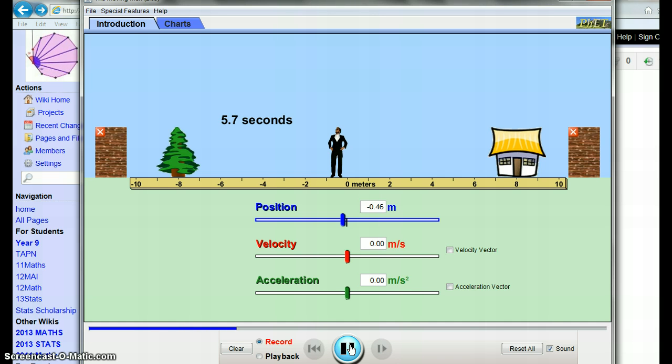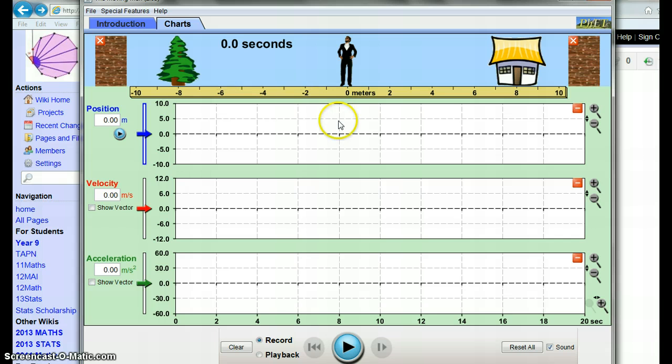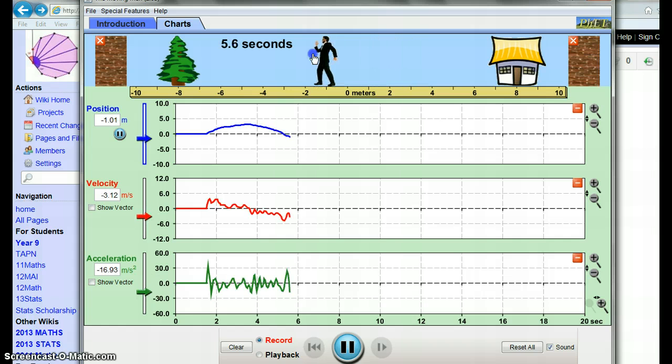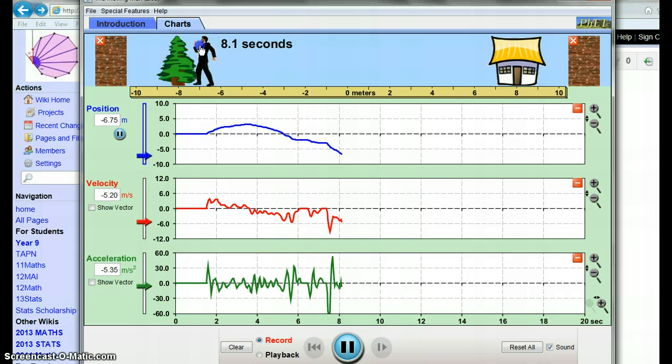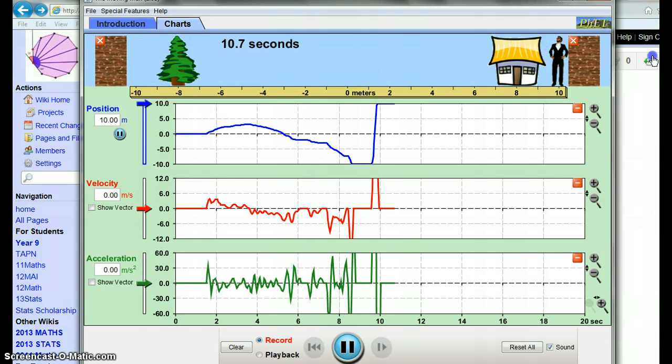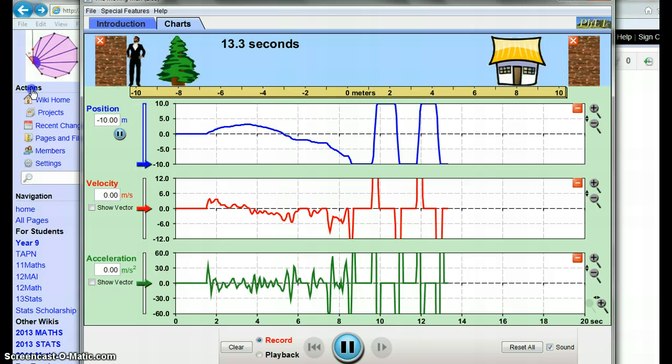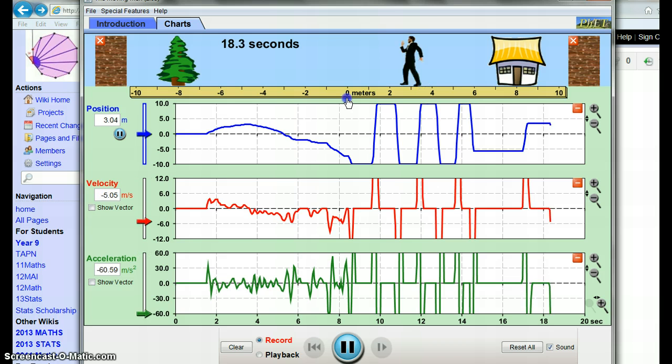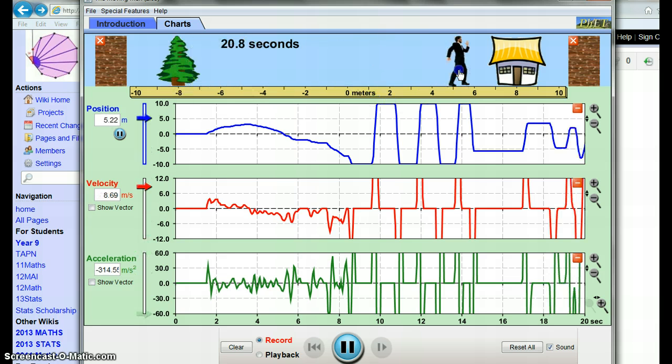Oh, this is record. Oops. Oh dear, let's have a look at the charts. Okay, so I need to record. So now I'm going to move him like I was before. And so I've got a position. So this is when he goes to the left. Can you see the blue line? See what he's doing? Now he's standing still. The time goes on. Okay. And then this one here being position, this one here being velocity, and this one here being acceleration.